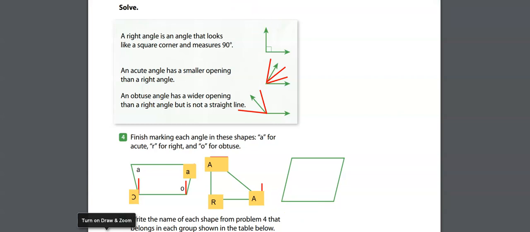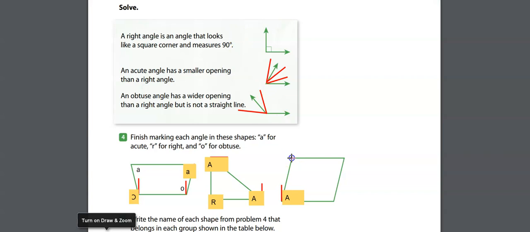Again, I'm going to draw a line to show what 90 degrees looks like. And then I will see, this angle is a little less than 90 degrees. It looks a little like 90 degrees, but it's not quite. So that means this will be acute. I'm going to write A for acute. Let's go to my next angle.